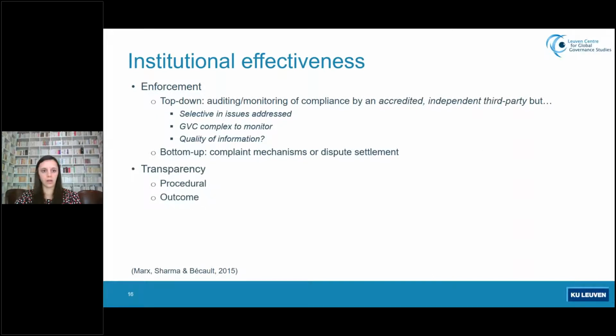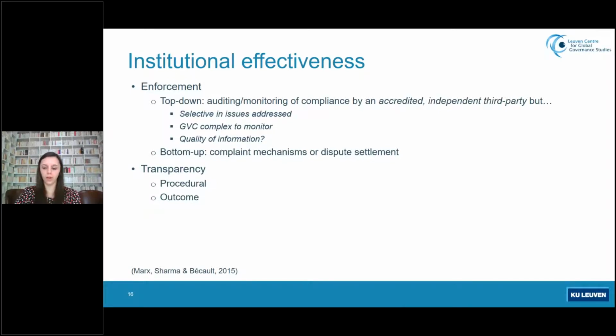Then, of course, the legitimacy of VSS also relies a lot on their transparency. And transparency of VSS is twofold. First, it can be procedural. So this refers to the fact that VSS make their decision-making, standard setting, and enforcement mechanisms publicly available. And then VSS can also apply outcome transparency, which means that they publish the impacts that they have on the ground.